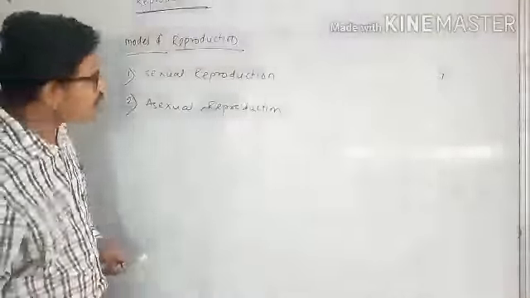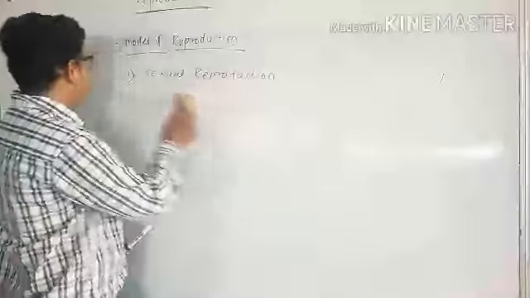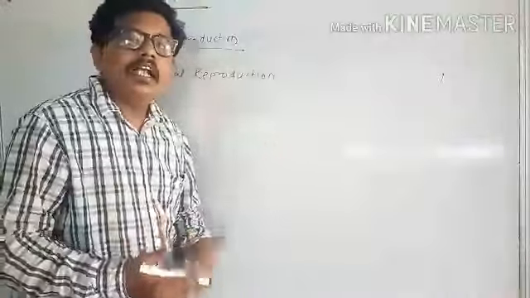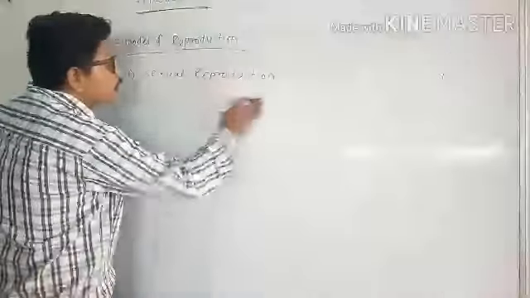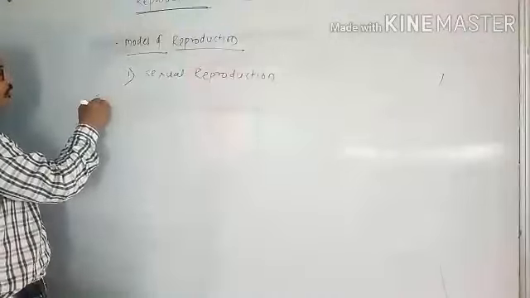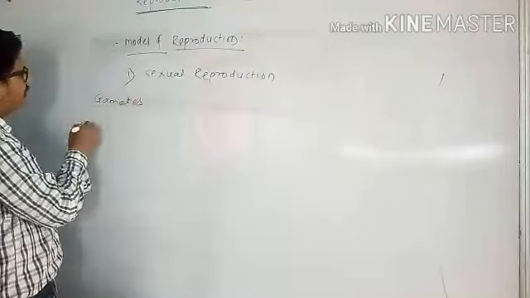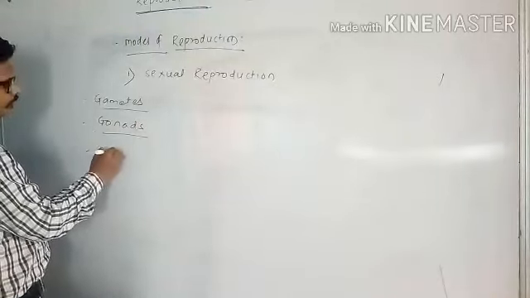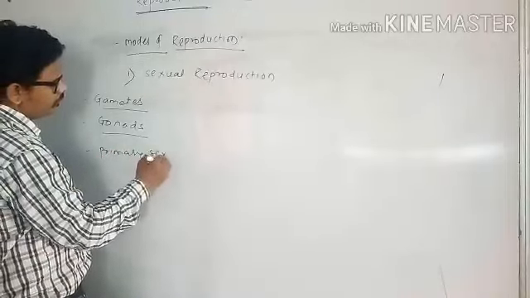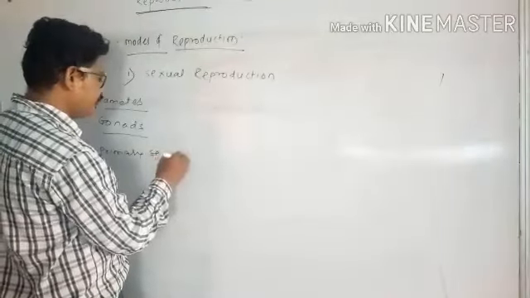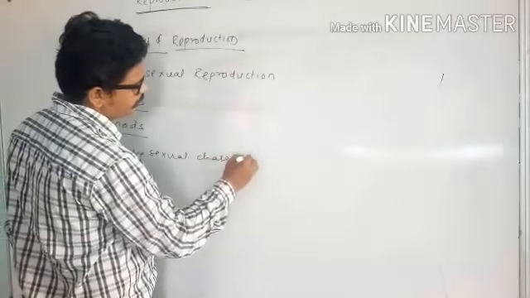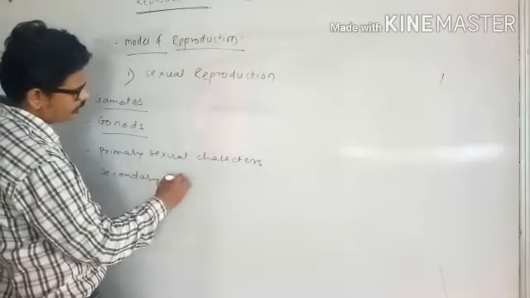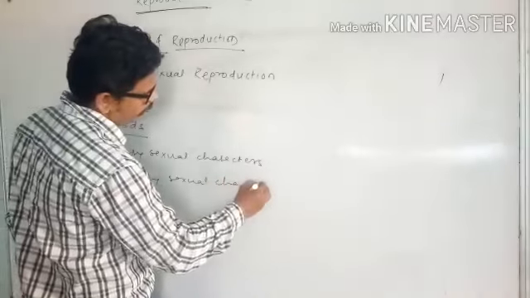Okay, now first of all discuss करते हैं sexual mode of reproduction. So the sexual mode of reproduction involves the formation of gametes and the fusion of gametes. So there are a few terminologies, for example, gametes, then gonads, then primary sexual characters and secondary sexual characters.